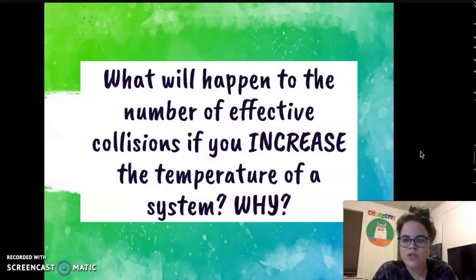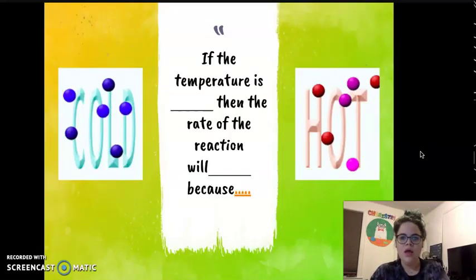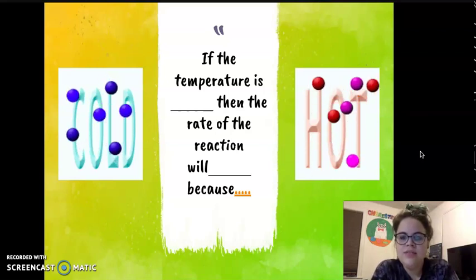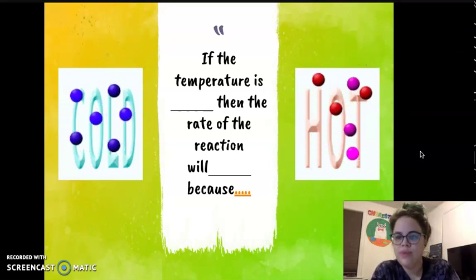So I want to ask you a question. Based on what you already know about chemistry and what you just learned about collision theory, what do you think will happen to the number of effective collisions if you increase the temperature of a system, and why? Another way you can phrase this is if the temperature is blank, then the rate of the reaction will blank.